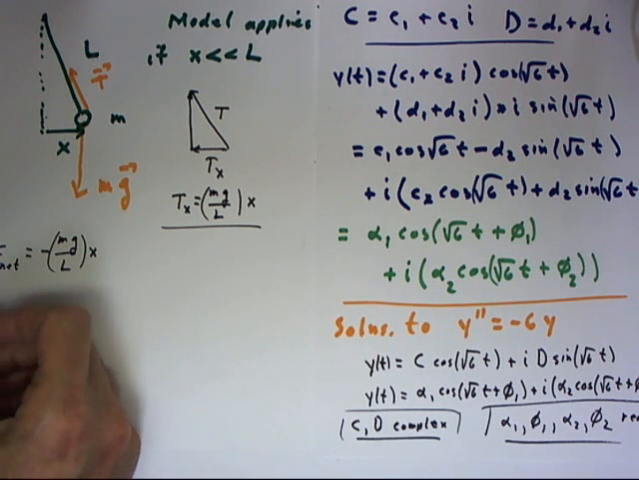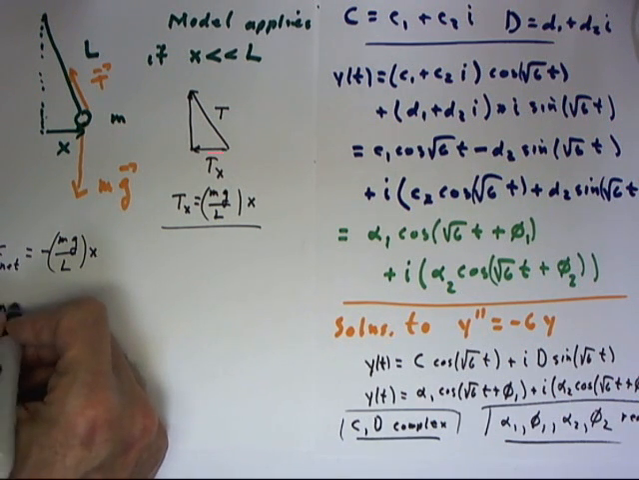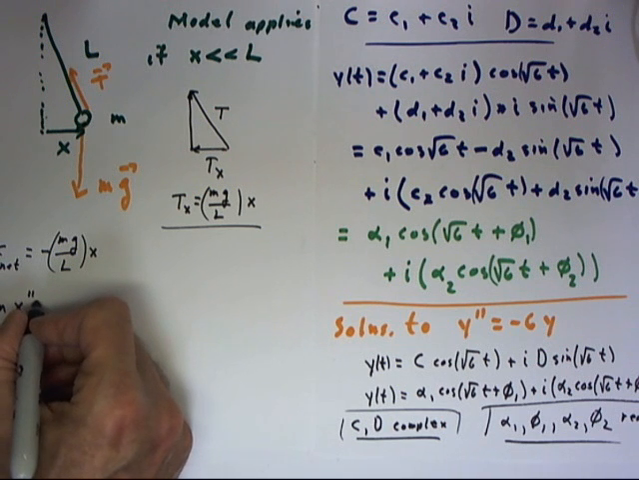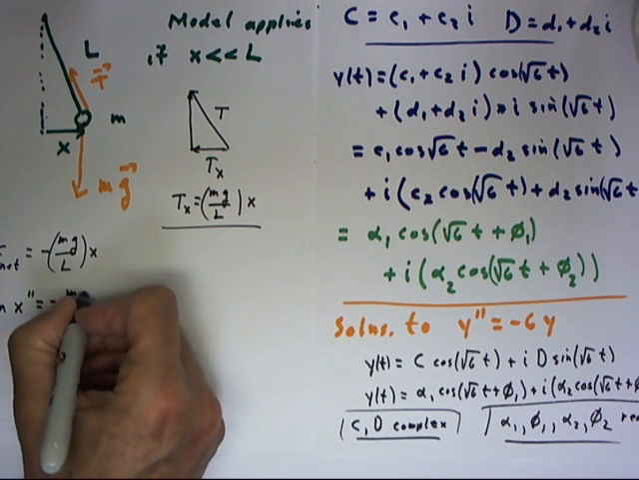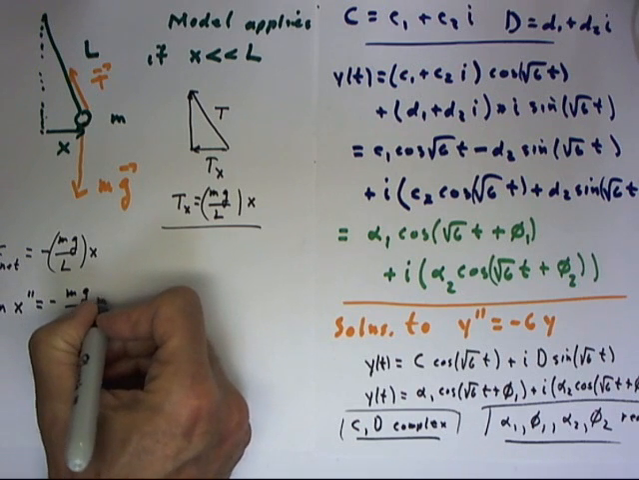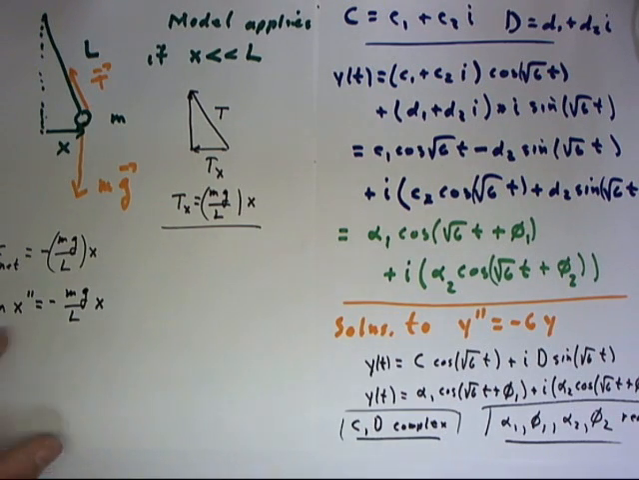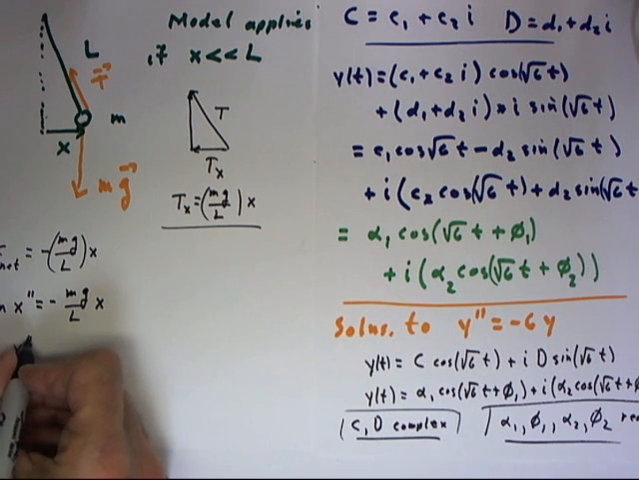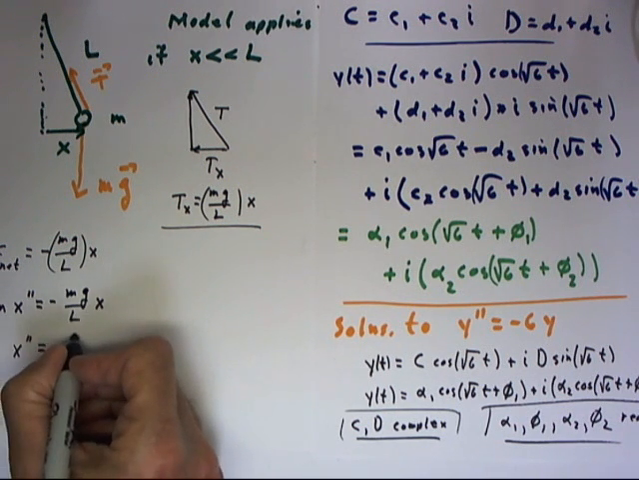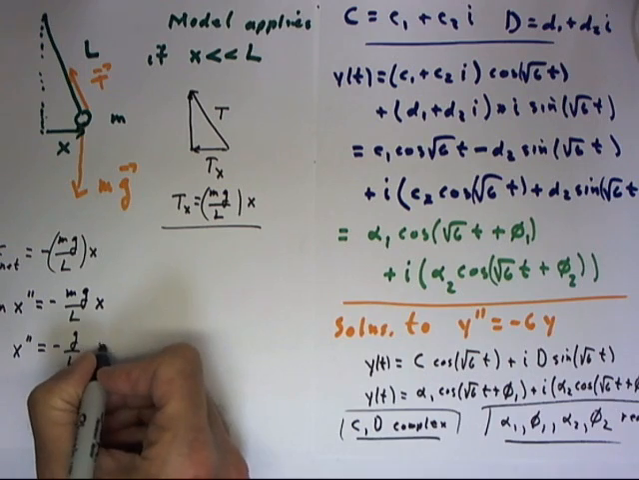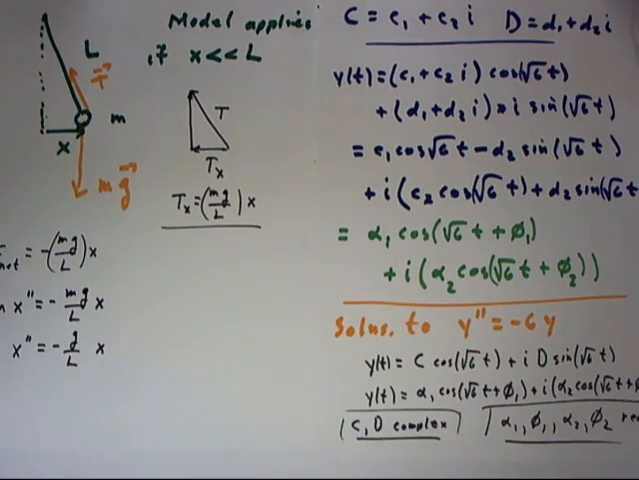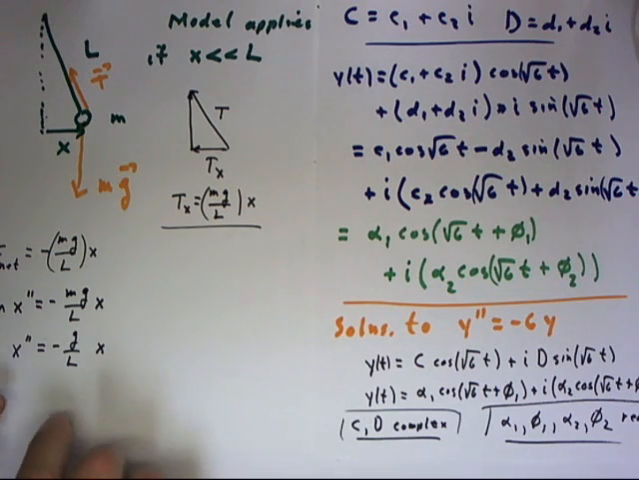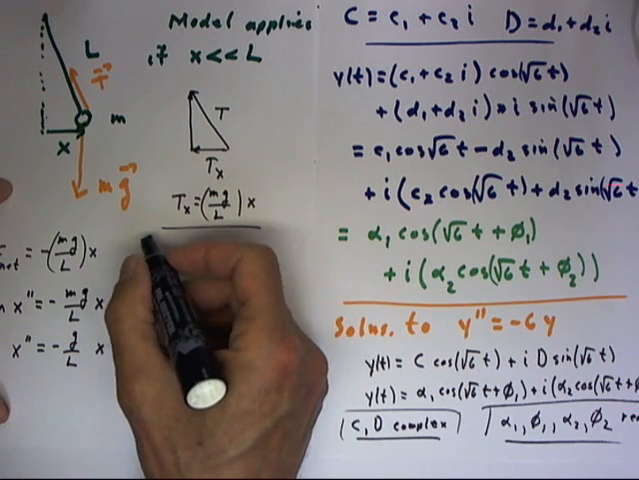Now we know that the net force is just mass times acceleration, which is mass times the second derivative of x, giving us a differential equation, m x double prime equals negative mg over L times x. Dividing both sides by m, we have x double prime equals negative g over L times x. This is a differential equation that we easily solve by the methods we've developed.